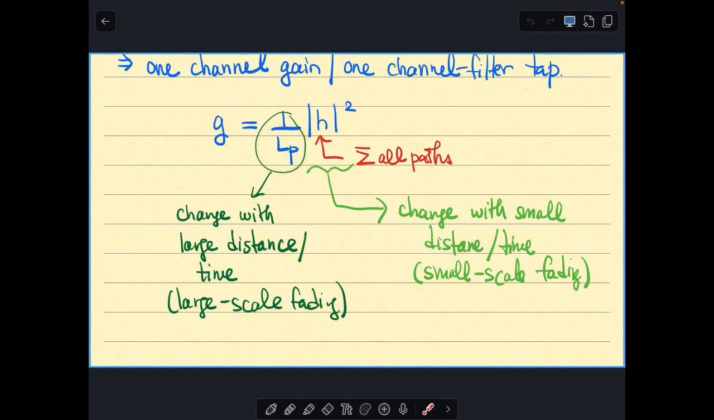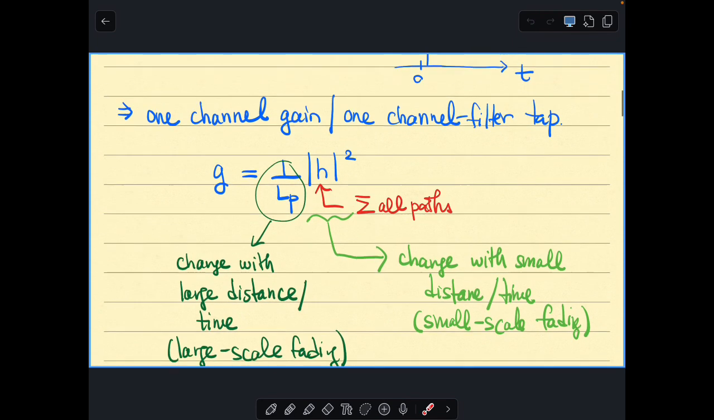That's from before the midterm. If the distance is increasing, path loss will be increasing too in terms of dB. So this LP changes with large distance or time. This is what we refer to as large scale fading.